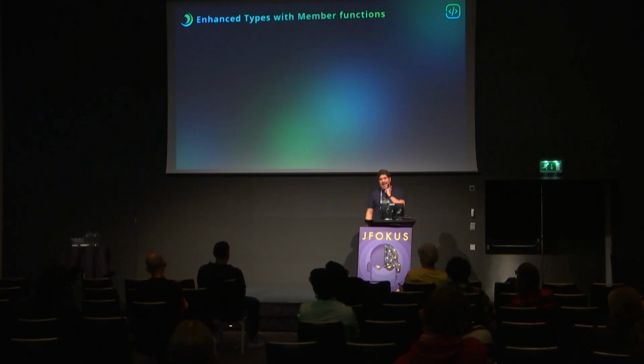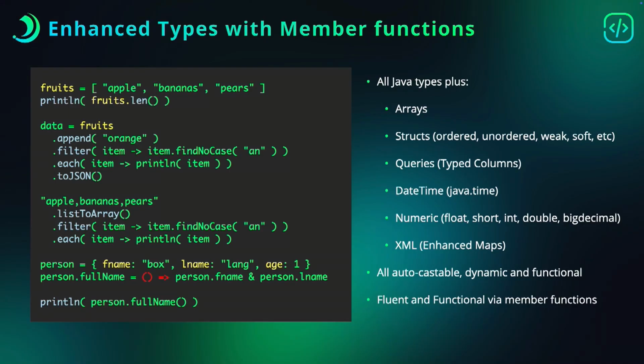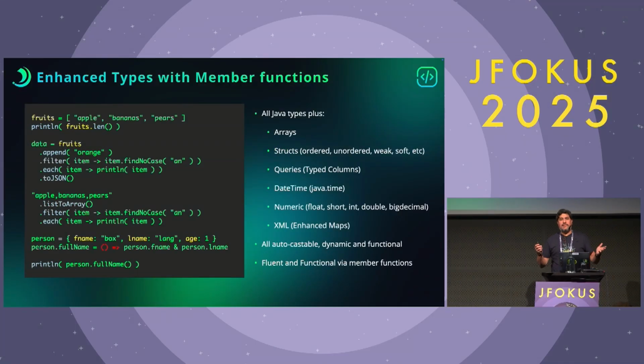We also have a lot of enhanced types, because obviously we're working in dynamic land. It's no longer just static. Member functions are a big deal. We want to make everything as functional as possible. Okay? So you have access to everything that you're used to in Java, plus different things such as structs. Basically, structs are maps that are case insensitive. Okay? They're case insensitive, and you can have different types of maps, just like in Java: ordered, unordered, weak, soft, etc.